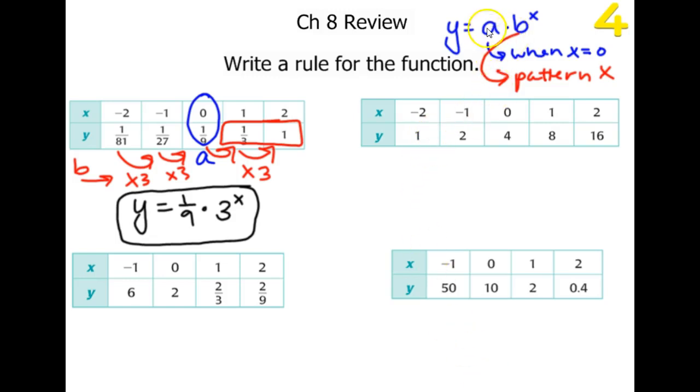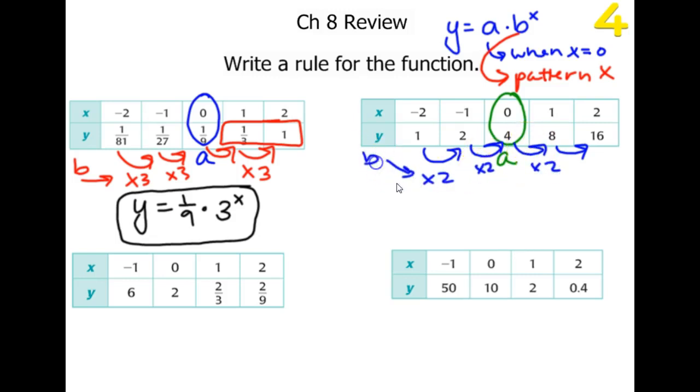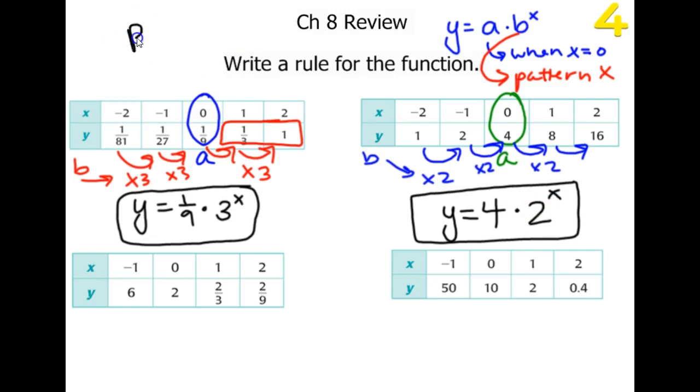Let's take a look at one more. First, find a when x is 0. Okay, a right here is 4. And then our pattern from 1 to 2, 2 to 4, 4 to 8, 8 to 16. Well, we're multiplying by 2. 2 times 2 is 4, times 2 is 8. So b is 2. So we have y equals a, which is 4, times b, which is 2, to the power of x. You cannot combine these because our order of operations would tell us to do our exponent first. So you have to leave it just like this.